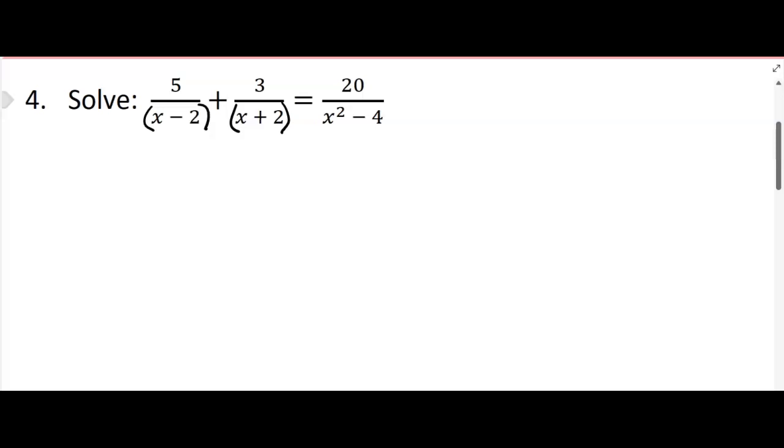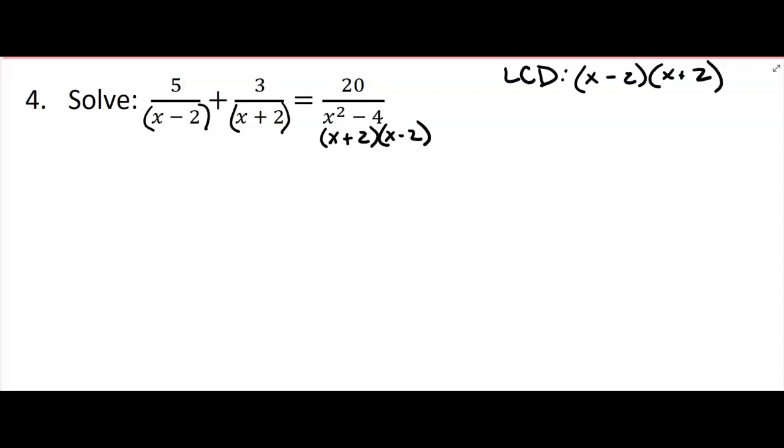But this last denominator, that's the difference of squares. And so it factors into x plus 2, x minus 2. So when we look for the LCD, we look at all the denominators, we're going to need an x minus 2, and we're going to need an x plus 2. But we don't need any more than that.